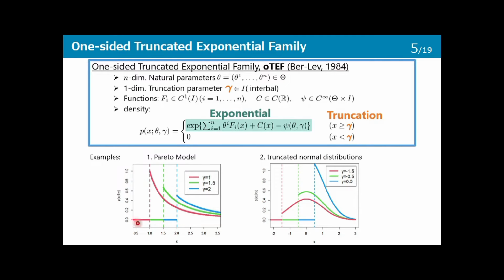Please look at this graph. As the truncation parameter gamma gets larger, the support of the density shifts to the right. Then the support of the density depends on the truncation parameter gamma, and this model does not satisfy the regularity conditions.